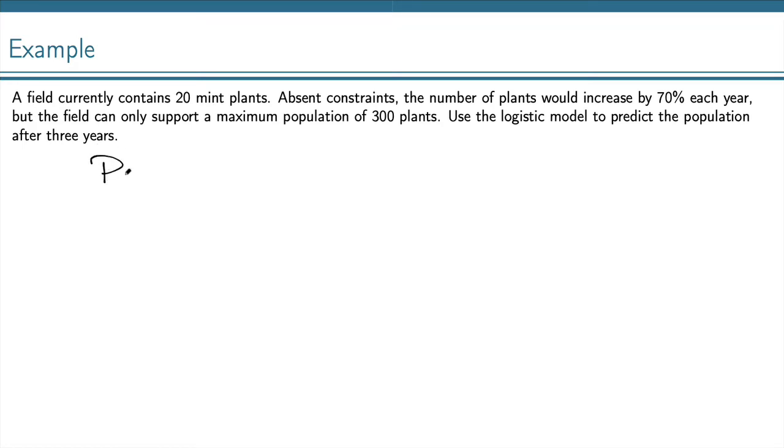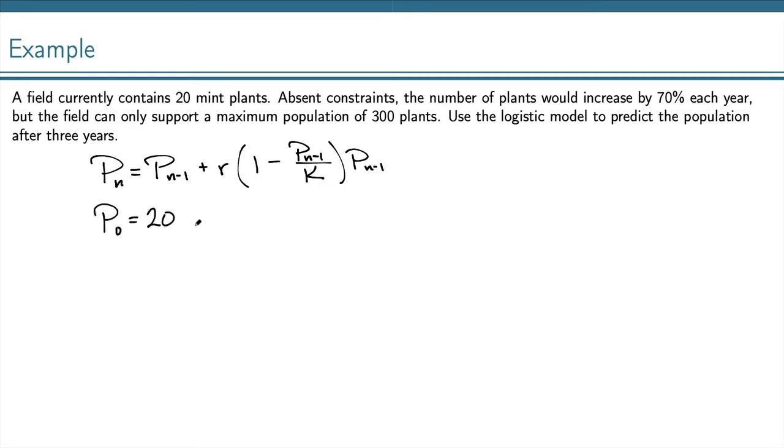Our logistic model is P sub n equals P sub n minus 1 plus R times 1 minus P sub n minus 1 over K times P sub n minus 1. So our initial amount, P naught, is 20, the 20 mint plants that we have.